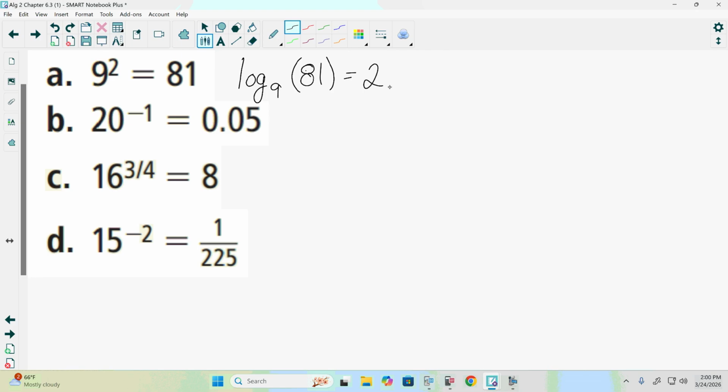20 to the -1 equals 0.05. This would be log base what? Base 20 of 0.05 equals -1. So here we're saying 20 to what power is 0.05. Well, that seems kind of weird. We would say -1, yes?